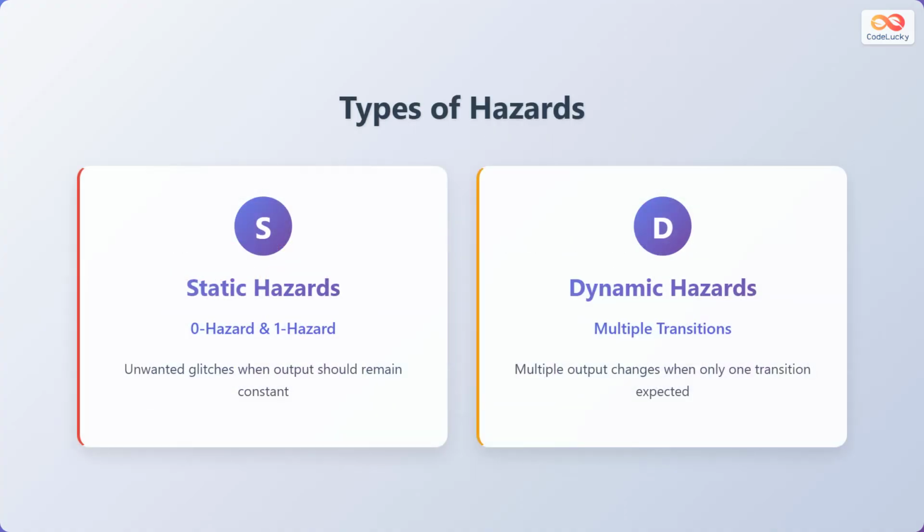There are primarily two types of hazards that we need to consider: static hazards and dynamic hazards. Static hazards involve unwanted glitches when the output should remain constant. These are further divided into static zero hazard and static one hazard. Dynamic hazards, on the other hand, involve multiple output transitions when only one transition is expected. So, in a nutshell, static hazards produce unwanted glitches, whereas dynamic hazards result in multiple unwanted transitions.